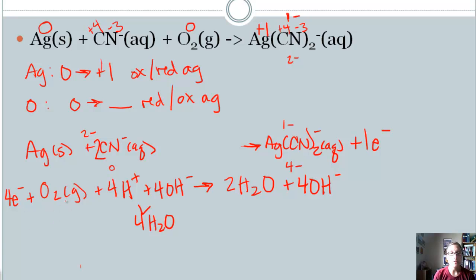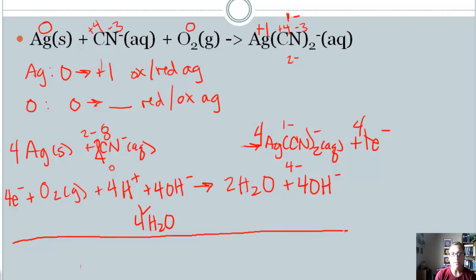Before I can add both equations together, I need my electrons to be the same, which means I need to multiply my top equation by 4 in order to make this 4 electrons balance with this 4 electrons. So 4 makes that an 8. This is 4, and this is 4. If you wanted to, you could rewrite the equation down below instead of crossing numbers out.